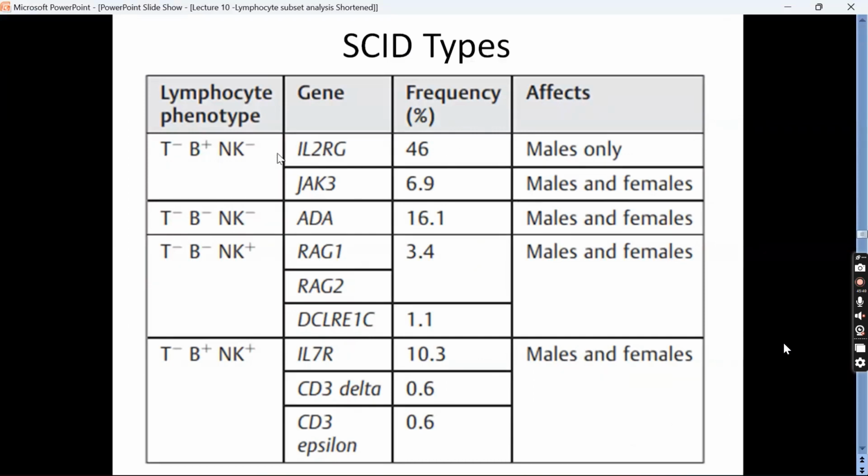Other gene mutations and the lymphocyte phenotype I have given here. IL2RG and JAK3 present with T negative, B positive, NK negative SCID. And IL2RG is an X-linked disorder. Similarly, RAG1 and RAG2 can give you T negative, B negative, NK positive SCID. And a T negative, B positive, NK positive SCID can be because of interleukin 7 receptor problem or CD3 delta or any other things.